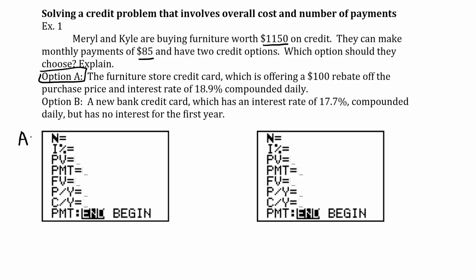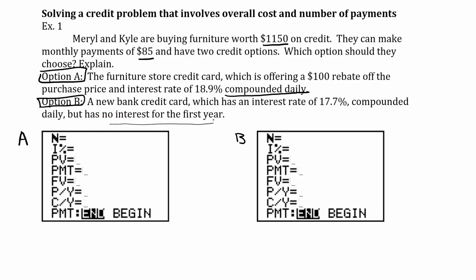Option A, the furniture store credit card, which is offering a $100 rebate off the purchase price and an interest rate of 18.9% compounded daily. You're going to see that a lot. Remember, when we're investing, it's often compounded quarterly or monthly or semi-annually or even annually. When it's loans, they're trying to make money off of us, they want to make as much as possible, so it must be compounded daily. Or option B, a new bank credit card, which has a lower interest rate of 17.7% compounded daily, but has no interest for the first year.